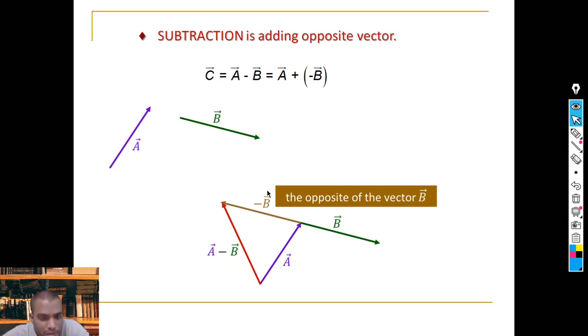So minus B bar is the opposite direction of the vector B bar. This is how we subtract vectors. Again, a reminder: vectors do not have a negative sign as such. A negative sign means it is opposite to the direction of the vector.